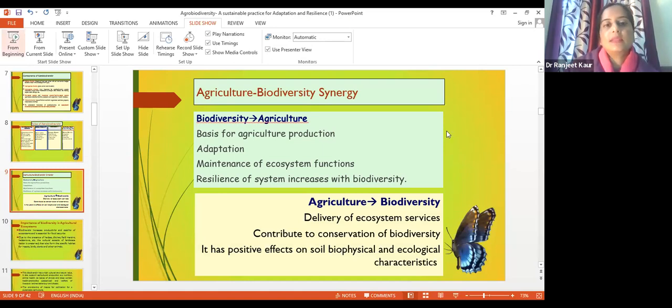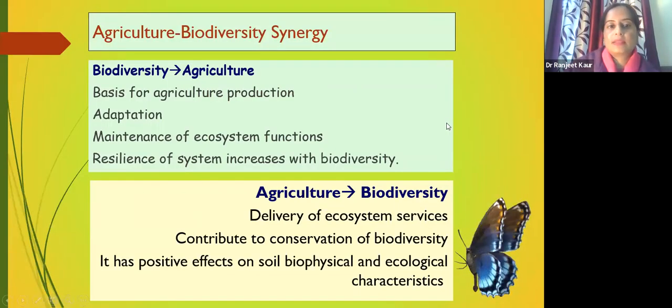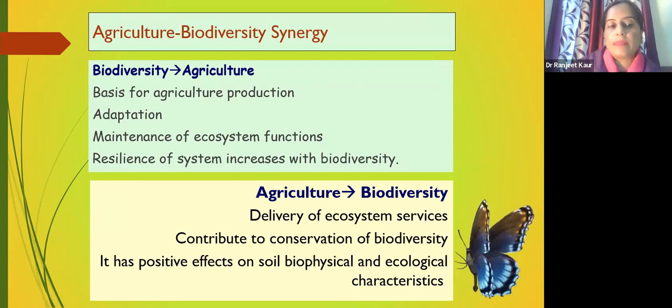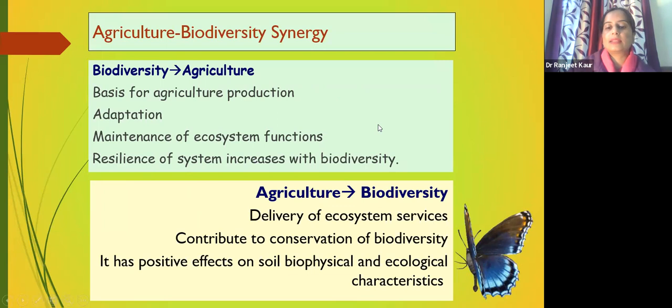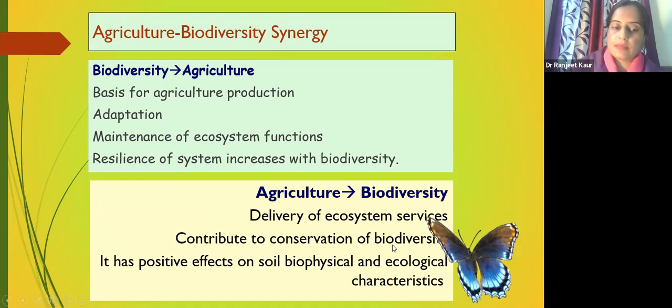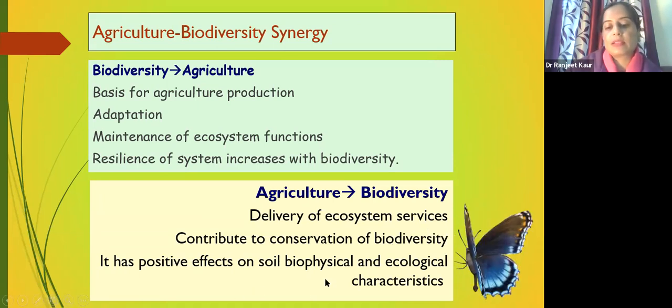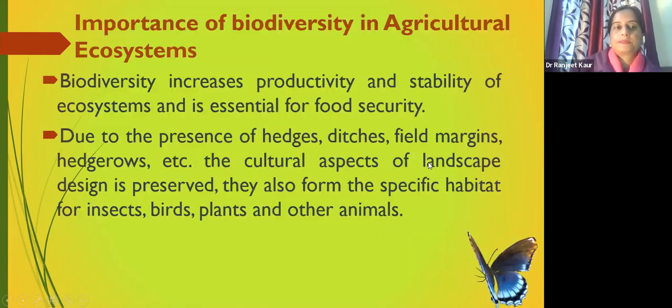So there is a synergy between agriculture and biodiversity. Biodiversity is the basis for the agriculture production. It is important for adaptation, maintenance of ecosystem functions. Resilience increases with the biodiversity. On the other hand, agriculture delivers the ecosystem services. It contributes to conservation of biodiversity. It has positive effects on biophysical aspects of soil and ecological characteristics.